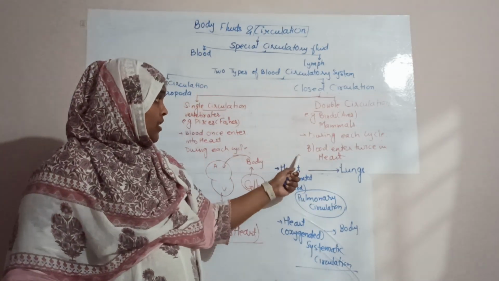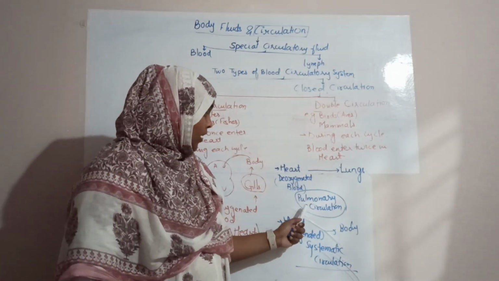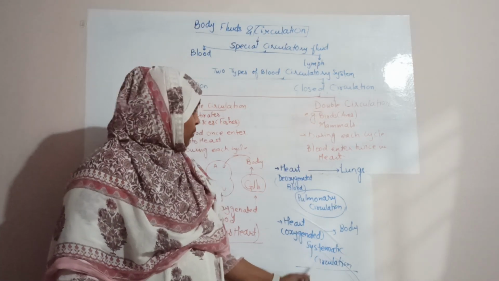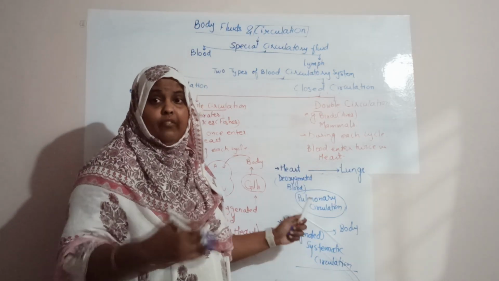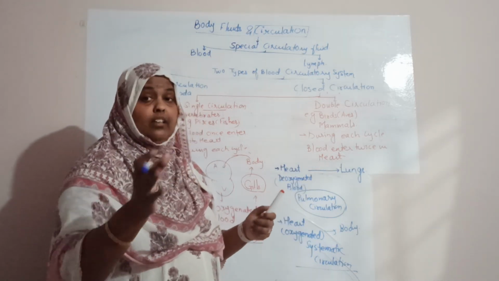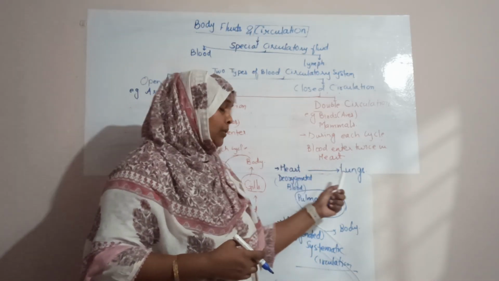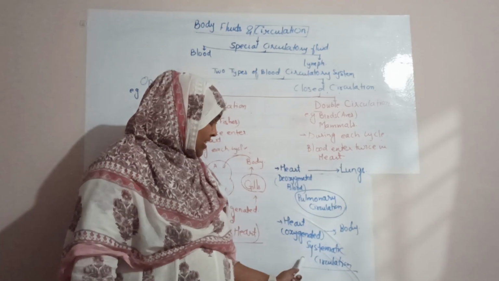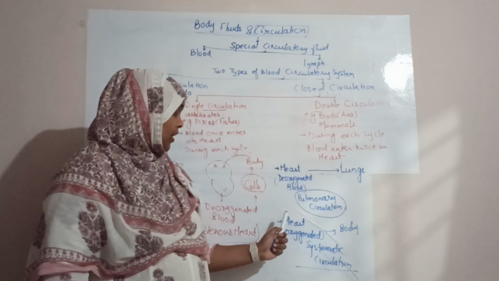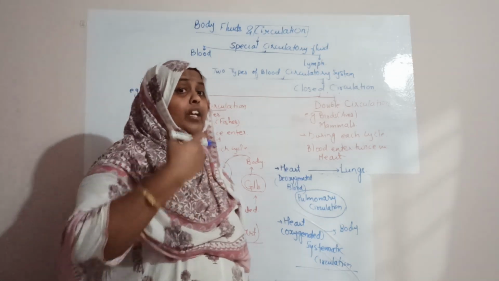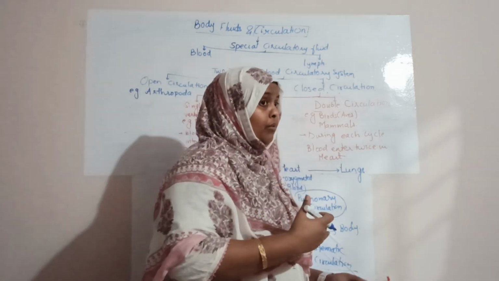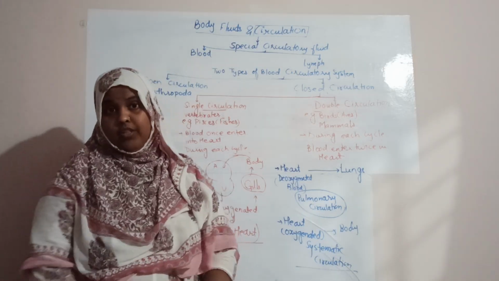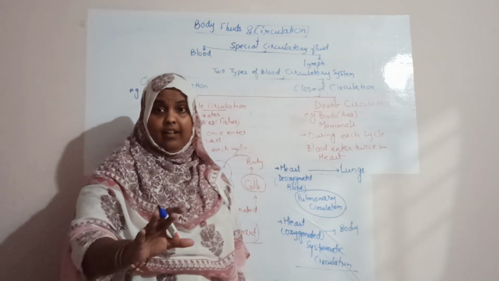In double circulation, one type is the pulmonary circulation, the second type is the systemic circulation. Pulmonary circulation means when the blood flows between the heart and the lungs and from the lungs to the heart. This is the pulmonary circulation. Systemic circulation means when the blood flows between the heart and the body and from the body to the heart. This type of circulation is systemic circulation. Okay, up to here you understand? Okay.